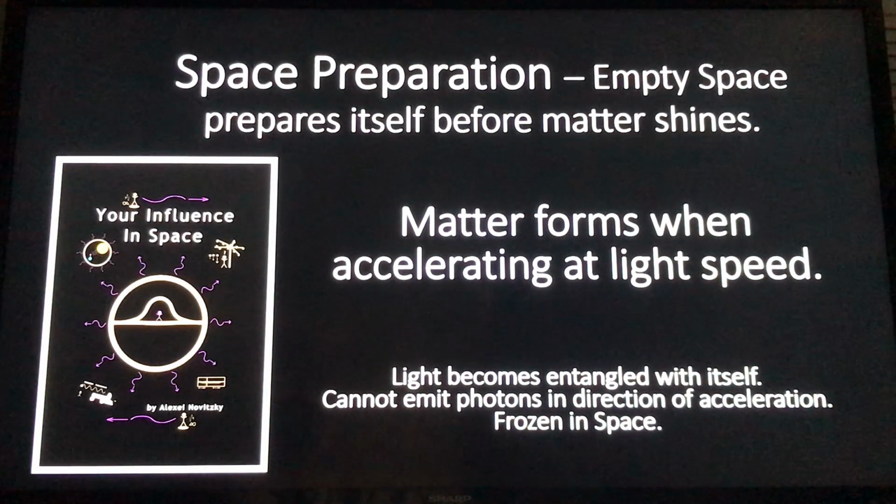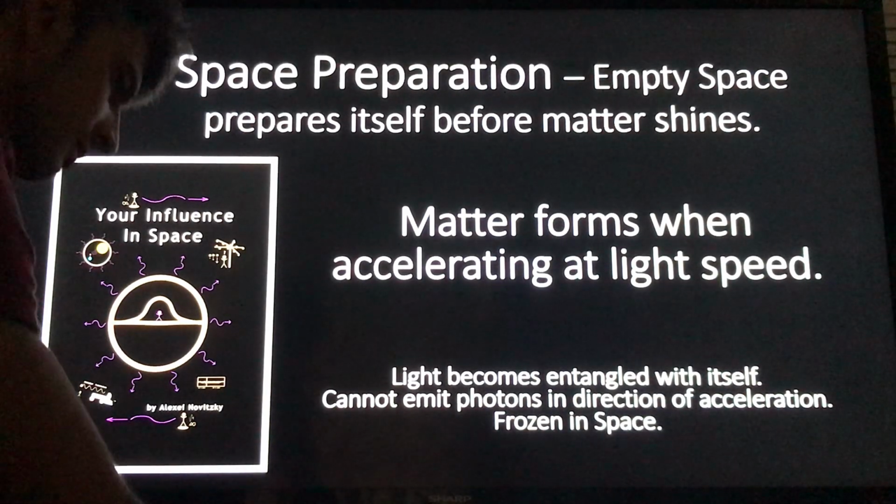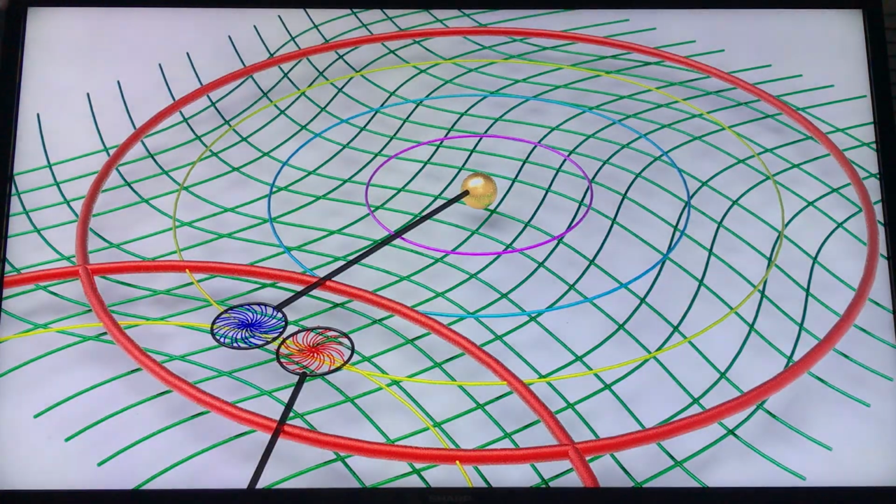And the easiest way to think of it is that if you're accelerating at the speed of light, photons cannot emit in that direction, right? They're frozen in space, and they become entangled with themselves. So light being shot in the direction of acceleration looks like matter. And this is one way to think of it.